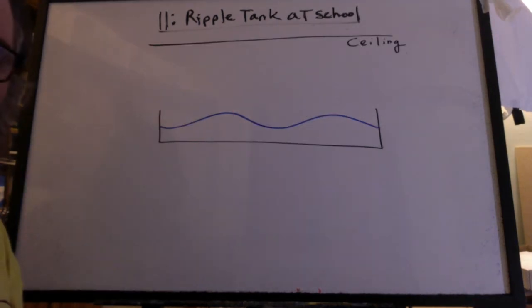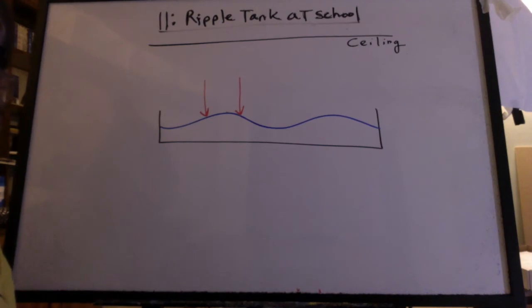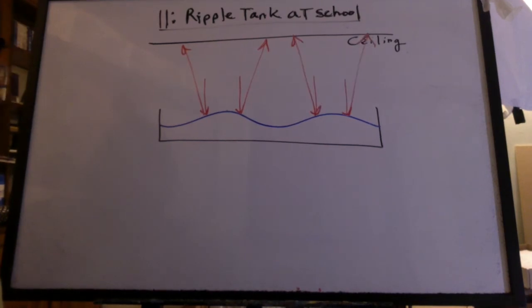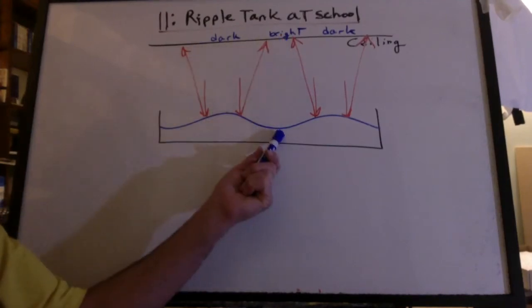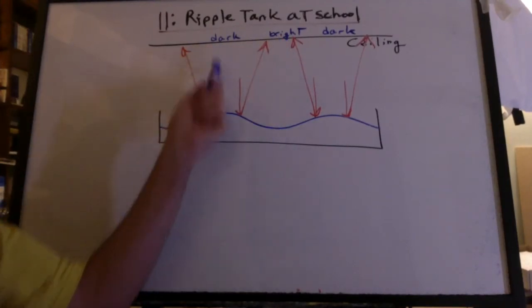What we didn't see in my video was the pattern formed on the ceiling. Some of the light that comes down to the water reflects off. A crest causes this light to spread out. Now, can you see where the concentrated light appears? It's going to appear bright above a trough and spread out, so darker above the crest.